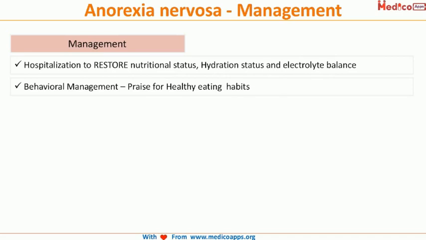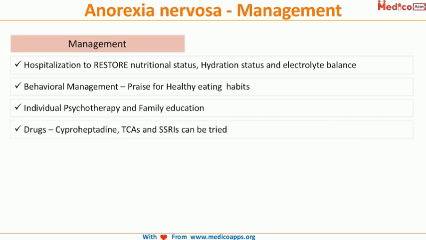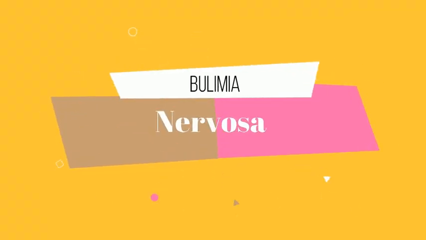Behavioral management becomes very important, where you start praising, because if the primary defect is in how they perceive their body, praising for healthy eating habits may be very helpful. Even individual psychotherapy and family education is a very important part of the management. Certain drugs can be used. Cyproheptadine has been shown to increase appetite and food intake. Tricyclic antidepressants and SSRIs can be used based on how many symptoms we have and what is the dysfunction associated with anorexia nervosa. Let's move forward, and now let's look at bulimia nervosa.